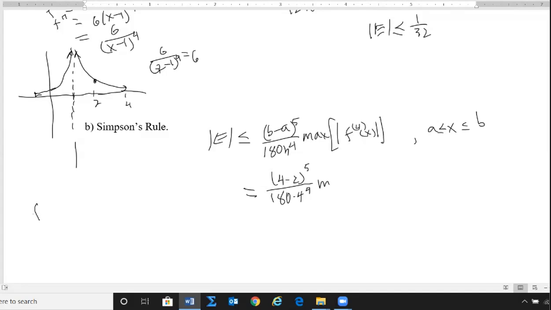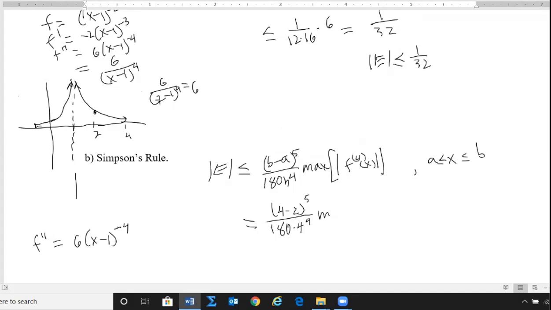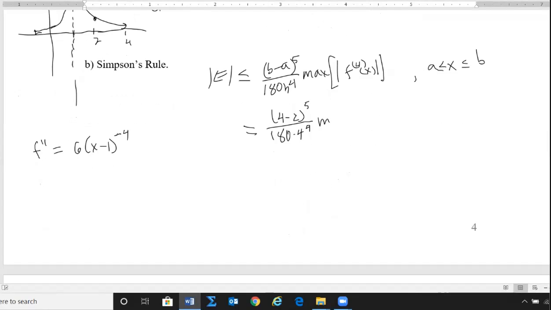We had f double prime was equal to 6 times x minus 1 to the negative 4th power. That's what we got up here. We're going to continue that down now. The third derivative is negative 24 times x minus 1 to the negative 5th, and the 4th derivative would be 120 times x minus 1 to the negative 6th.